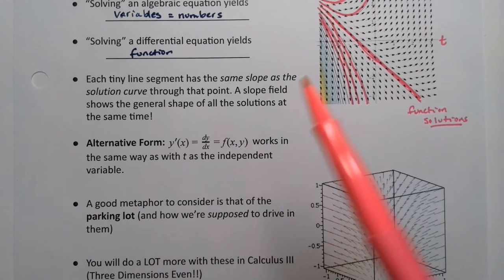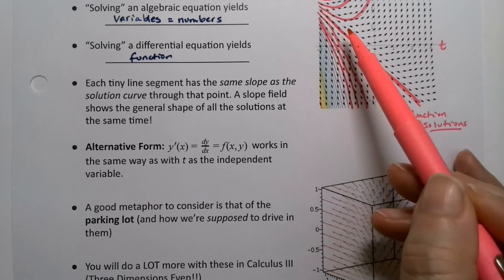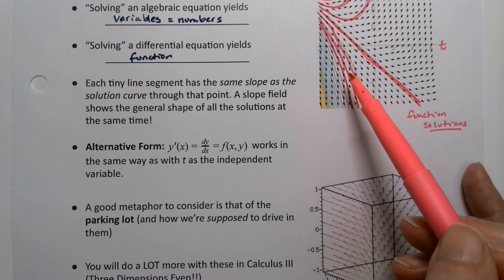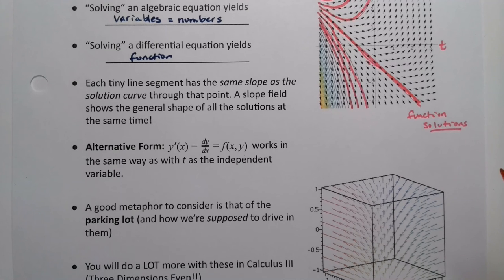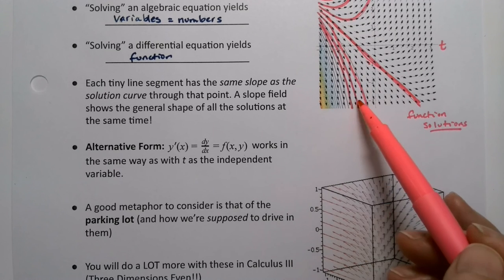A good metaphor is thinking about this as like a parking lot. So these are the lines in your parking lot, and you have to, as a car, travel the route that the lines are setting out for you. So you're supposed to drive in between those lines, right?